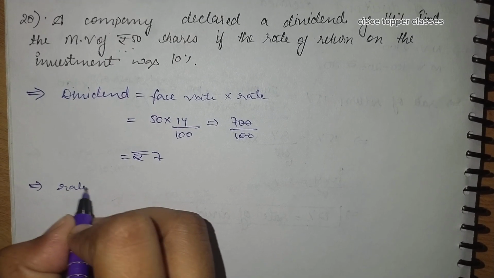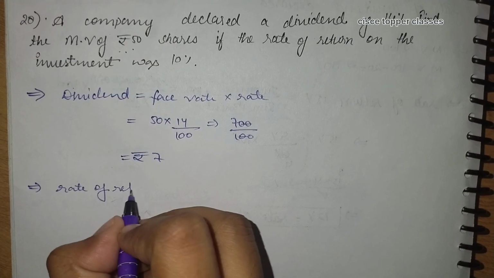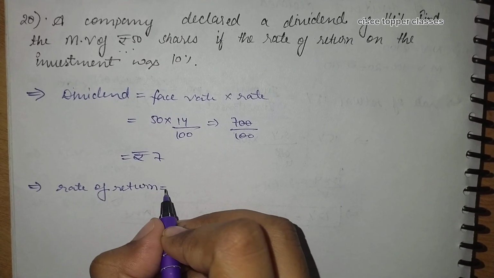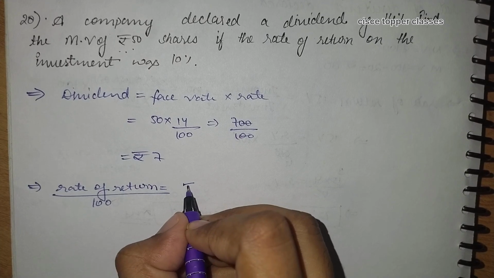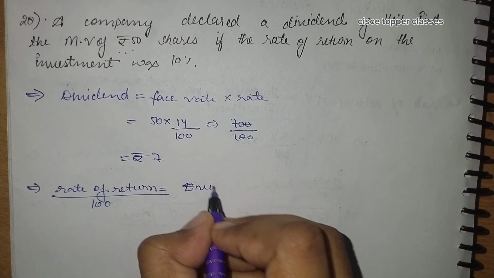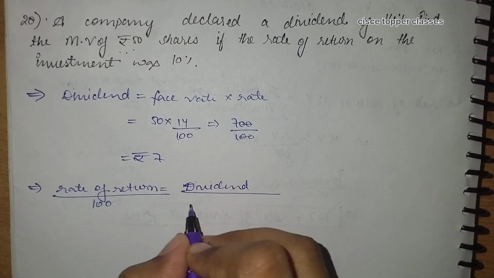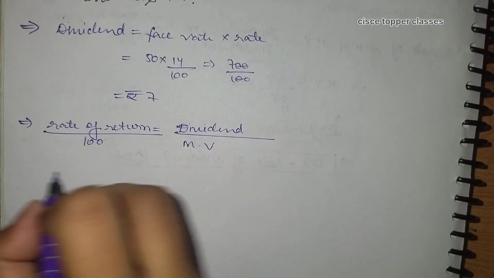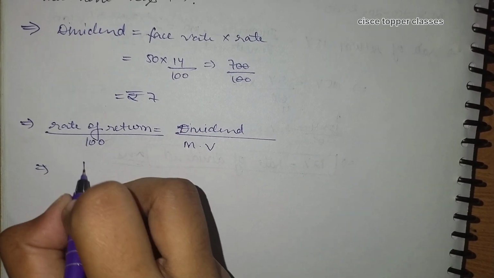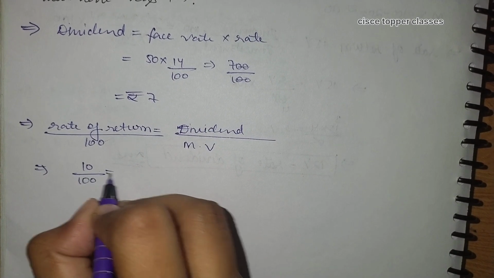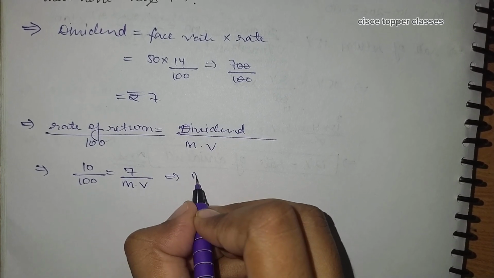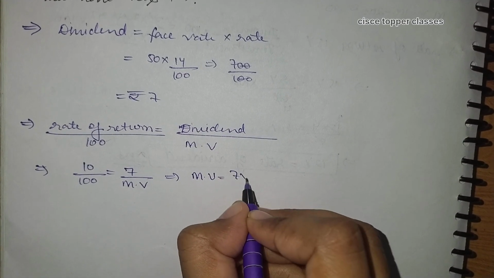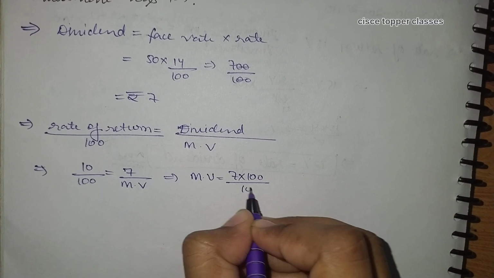Now the rate of return, if we write it as a fraction, rate of return divided by 100 is equal to the dividend on one share divided by the market value. From that we will find the market value. Rate of return is 10% divided by 100, equal to the dividend of 7 rupees divided by the market value. From that we will find the market value, that will be 7 into 100 divided by 10.